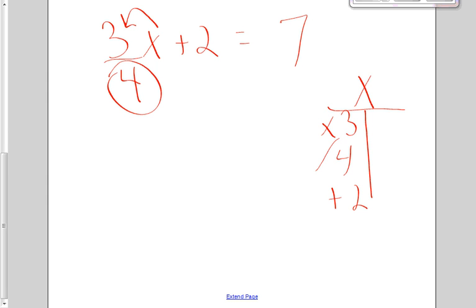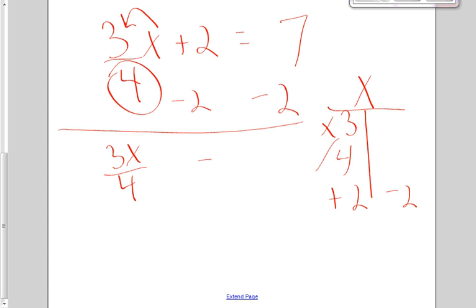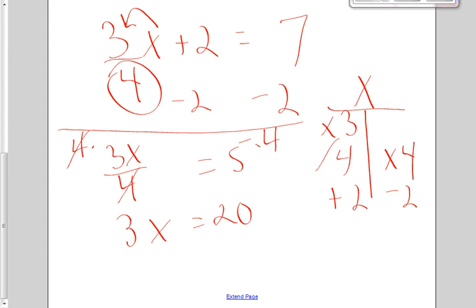So the first thing we're going to do is subtract 2 from both sides. Whatever you do to one side, we do to the other, and we'll show our work. We end up getting 3x over 4 is equal to 5. Next, we are going to multiply both sides by 4. So if we multiply this side by 4 and this side by 4, then we would get 12x over 4, or we could say 4 goes into there once, 4 goes into there once, so we end up with 3x is equal to 20.